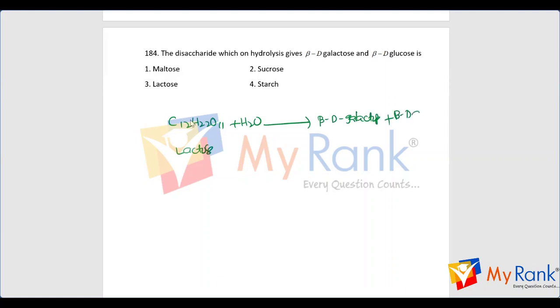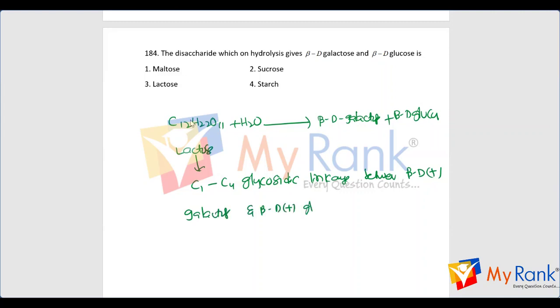plus beta D glucose. And here lactose has a C1-C4 glycosidic linkage between beta D galactose and beta D glucose. Beta D galactose and beta D glucose. So therefore, your answer is lactose.